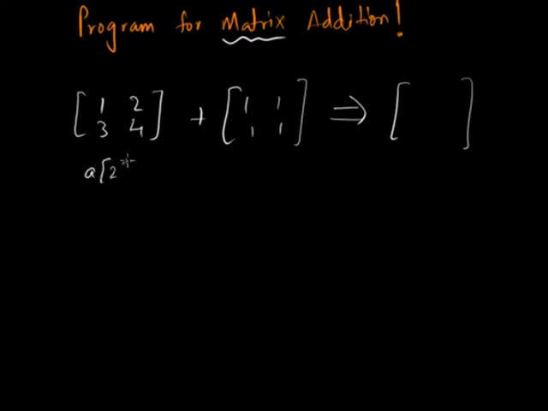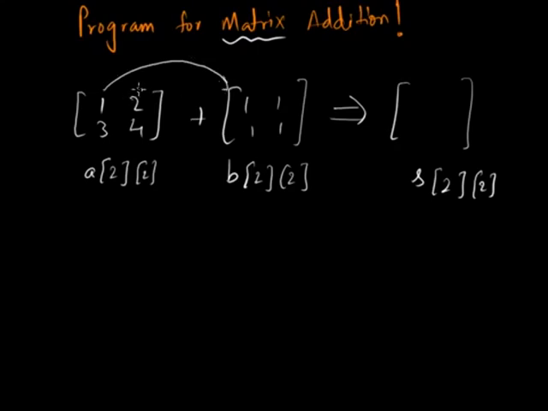So the first one is 2 by 2, right? Let's name it A. The second one is also a 2 by 2 matrix. Let's name it B. And the third one is the sum, which is also going to be a 2 by 2 matrix. Now how matrix addition occurs, you may know that the first element is added with the first, the second element is added with the second, the third with the third, and the fourth with the fourth. Right? This way matrix addition takes place. So let us write a program for matrix addition.